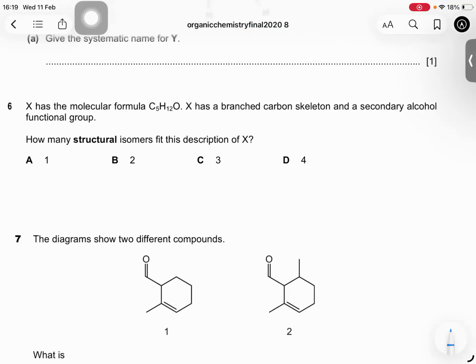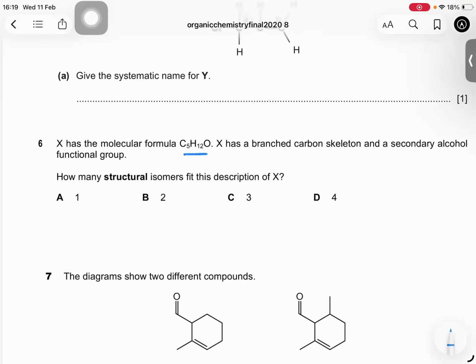X has a molecular formula C5H12O, probably an alcohol, CnH2n+2O. X has a branched carbon skeleton and is a secondary alcohol. So it's branched and it's a secondary alcohol. How many structural isomers fit this description of X? What I told you: just start doing the work, draw all of them, and then tell me which ones fit this description.